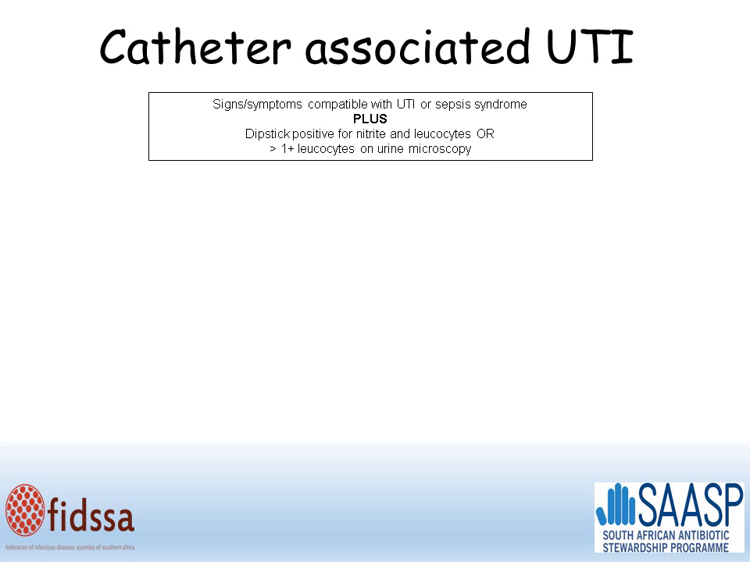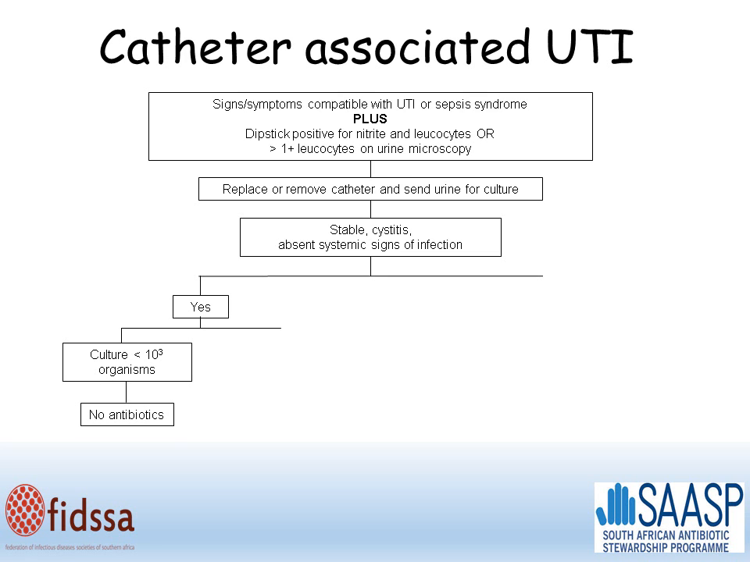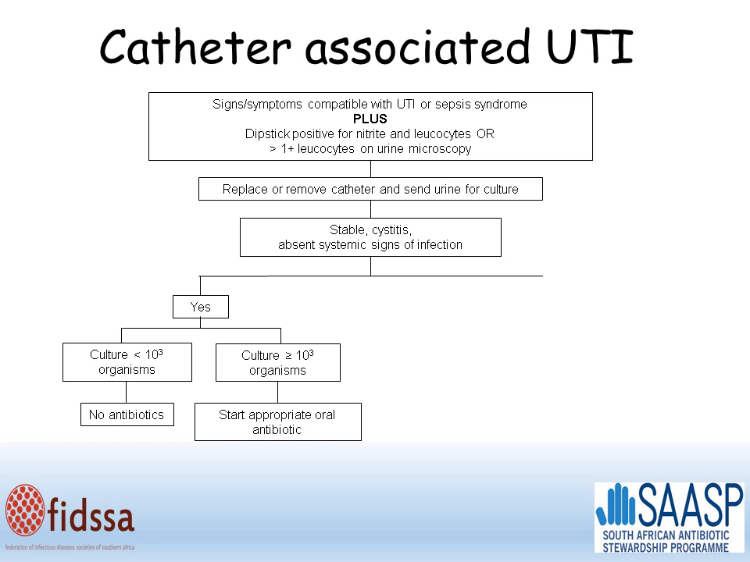For the management of catheter-associated UTI, you must always look for compatible signs and symptoms or a sepsis syndrome. Positive dipstick for nitrites and leukocytes, or greater than 1+ of leukocytes on formal urine microscopy. You must always replace or remove the catheter and send urine for culture. Then ask yourself if the patient is stable with cystitis and absent systemic signs of infection. If the culture grows less than 10⁻³ organisms, then no antibiotics are required. If they grow greater than 10⁻³, then you should start appropriate oral antibiotic therapy.